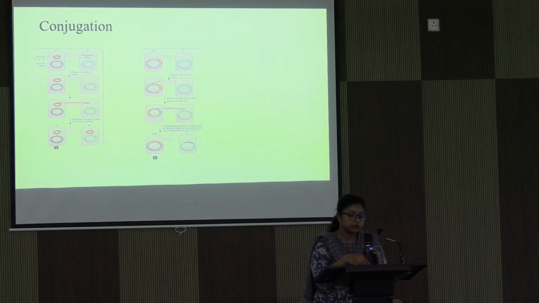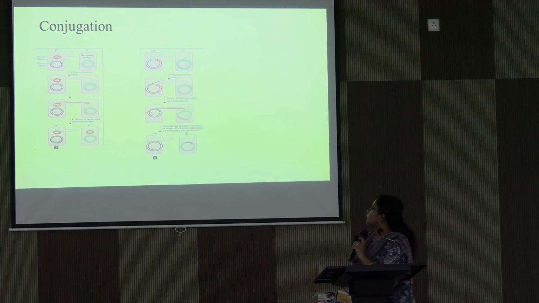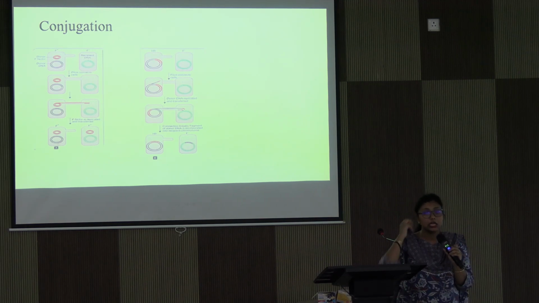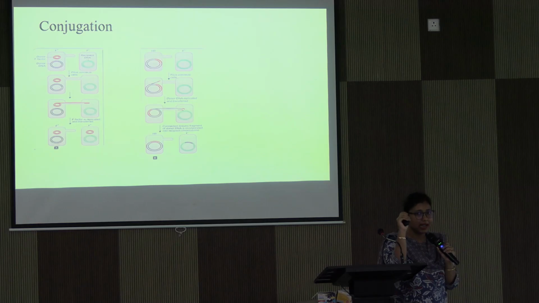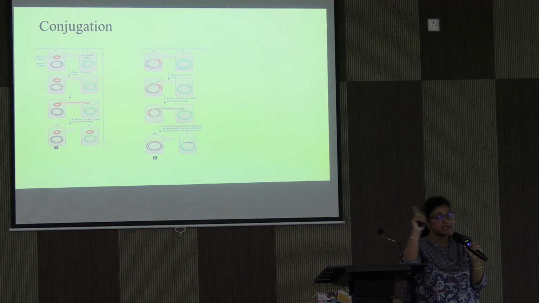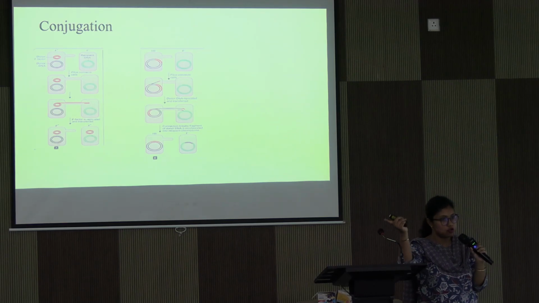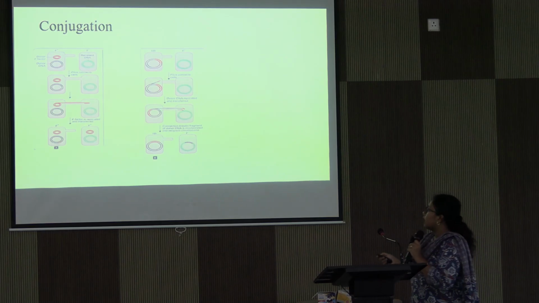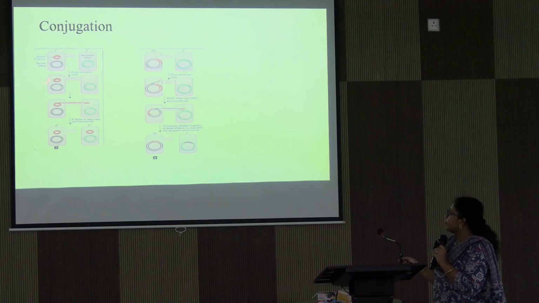So there are several types of conjugation. At least if you can write a few forms, one is the F plus F prime and F plus F minus form. One is the high frequency conjugation. Then the R plasmid, that is resistance. I'll just show you what is the F plus F minus.